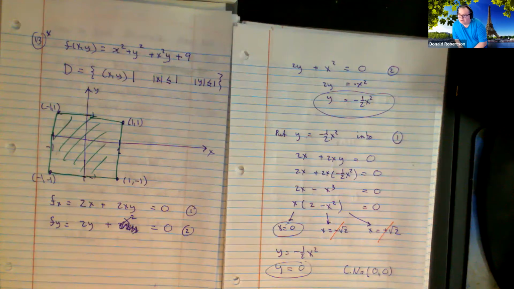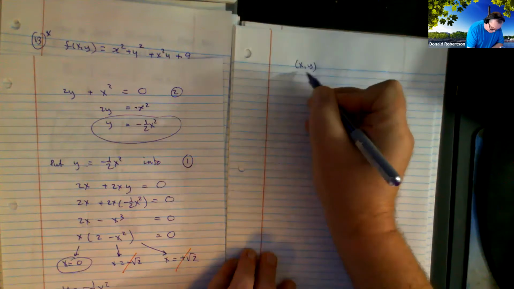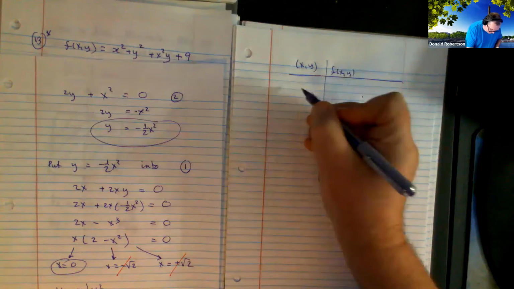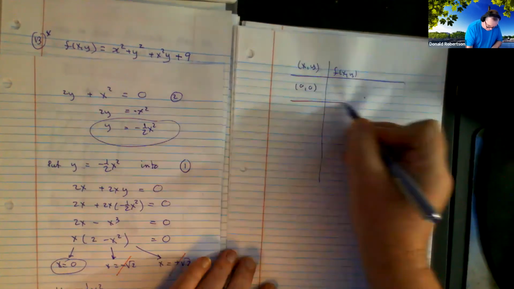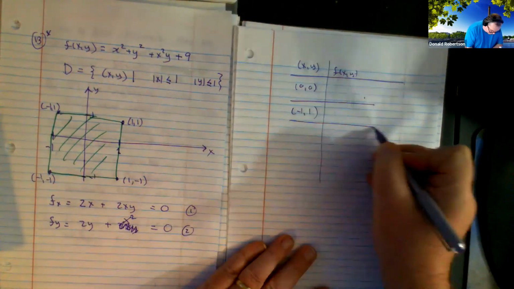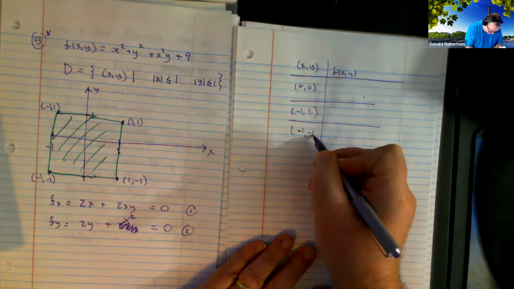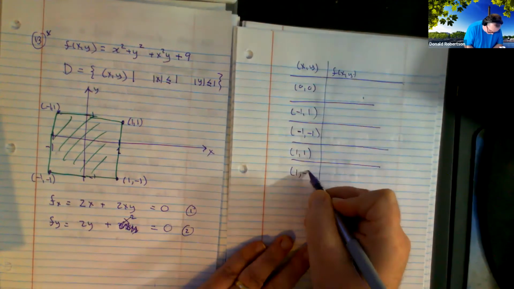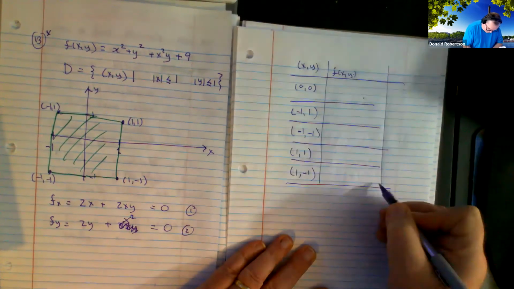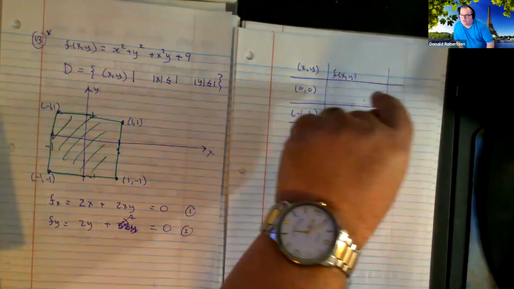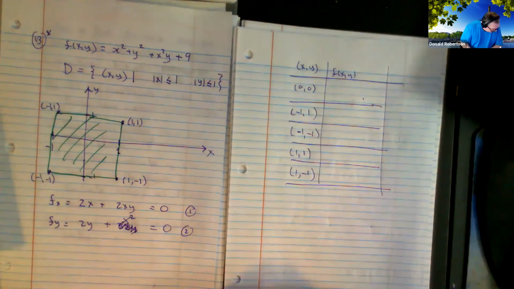So far, so good. Right, now I've got everything I need, so I'm just going to set up my table. And at the critical number, which is 0, 0, I'm going to find the value of the function. I'm also going to find it at all these points. Doesn't matter what order you write them in, as long as you write them down. And whichever one of these is the biggest, won't that be my absolute max? And whichever one of these is my smallest, that will be my absolute min.